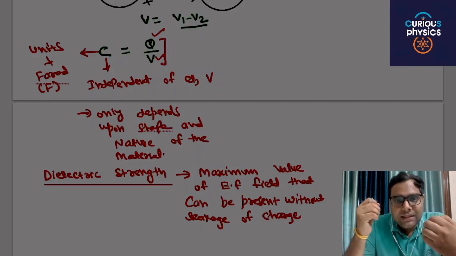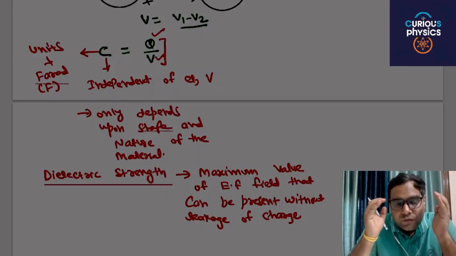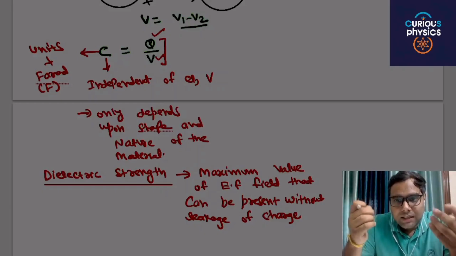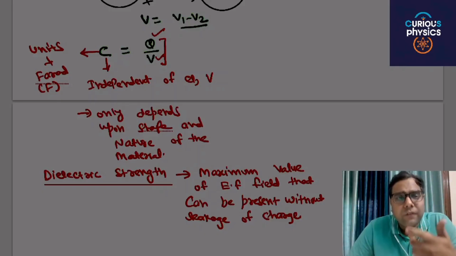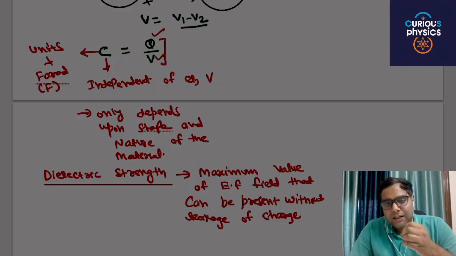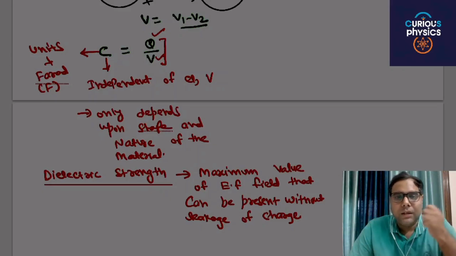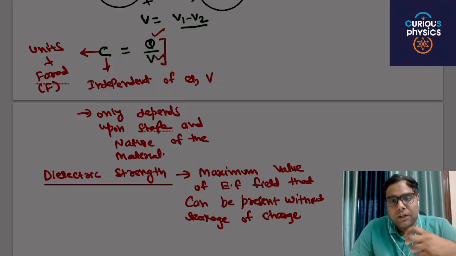So we can say that a particular medium has a particular value which it can withstand, or you can say that a particular material can face only that particular electric field value. If we increase the electric field above a particular level, then the medium can break, it can be converted into ions.